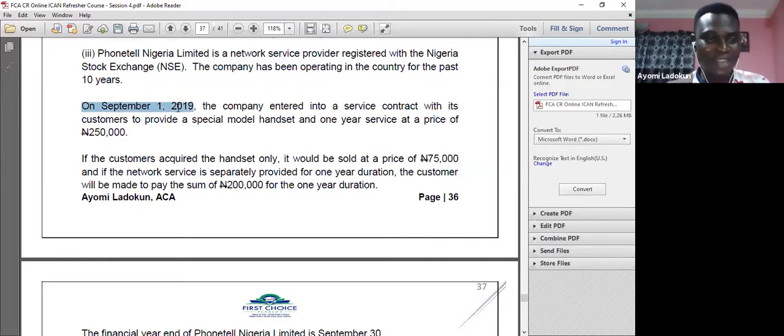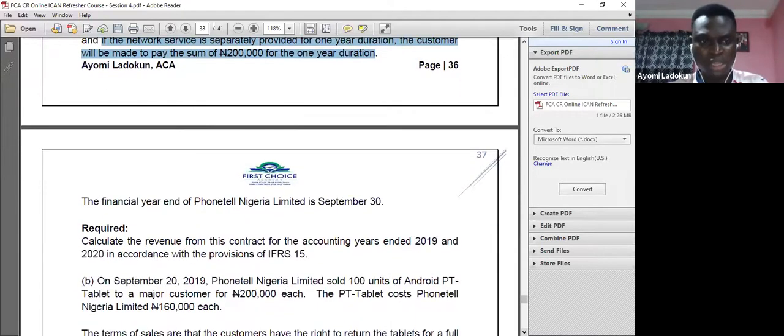It said on September 1, 20X9, the company entered into a service contract with its customer to provide a special model handset and 1 year service at the price of 250,000. Now, if the customer acquires the handset only, it will be sold at 75,000. And if the network service is separately provided for a 1 year duration, the customer will be made to pay 200,000 for the 1 year duration. Okay, that's fine. Now, the financial year end of Fontel Nigeria Limited is September 30th.